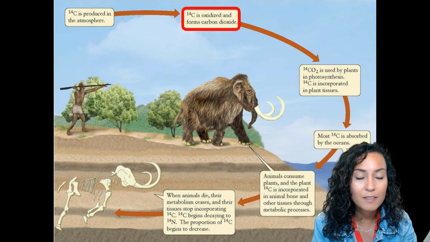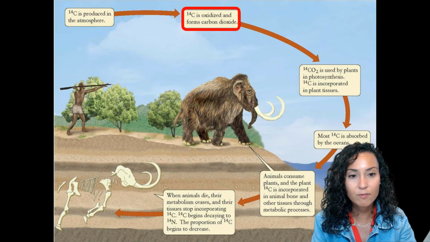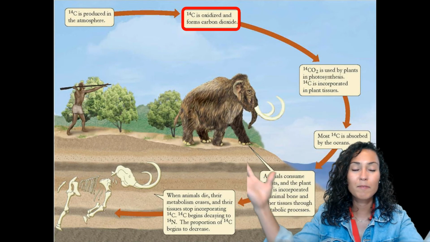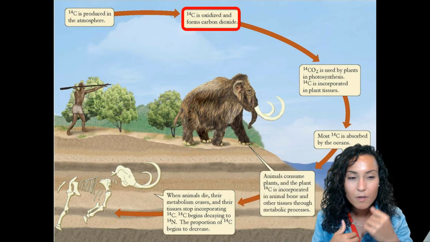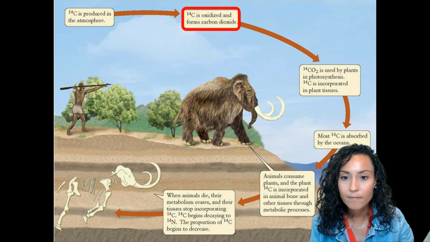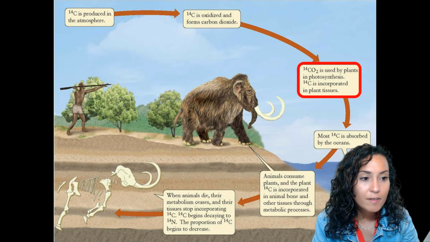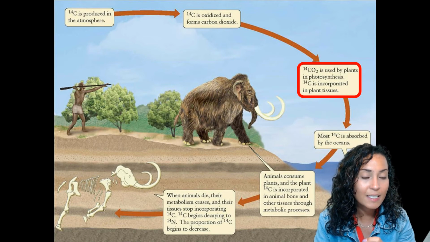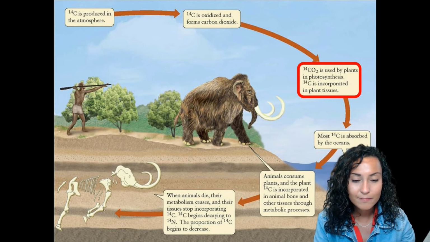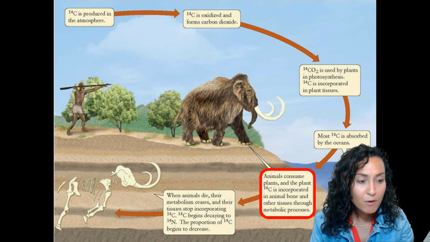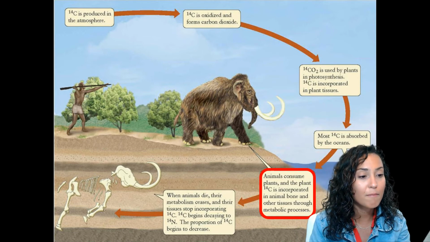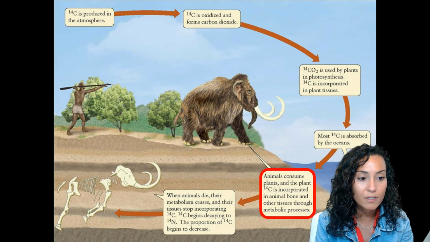So the first thing that we look at in terms of radiocarbon production, right, is that by breathing, by existing, we produce carbon-14 that's circulating around us in the atmosphere. Over time, carbon-14 is oxidized and forms carbon dioxide. Carbon dioxide is used by plants in photosynthesis, and carbon-14 is incorporated into plant tissues. Most of carbon-14 is actually absorbed by the oceans, so we always only have a small sample of the amount that actually makes it into the archaeological record.